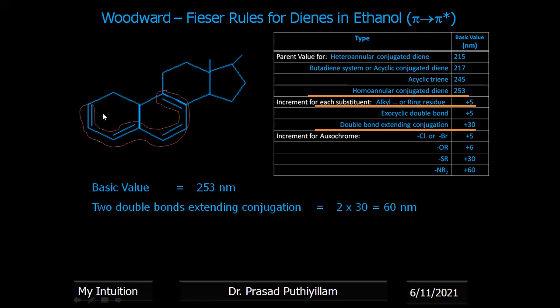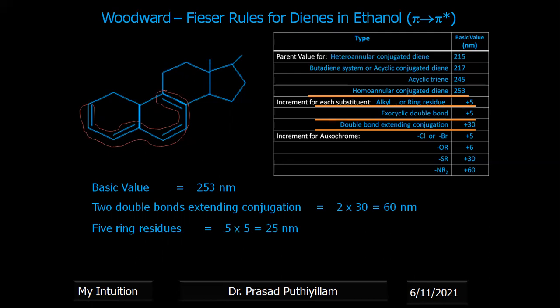Let me guess first, and if a mistake is there, I will correct it. Here one substituent residue is there, here one residue is there, here one residue is there. 1, 2, 3 already done. Here one ring residue is there, here one ring residue is there. So 5 ring residues. 5 into 5, 25 nanometer.